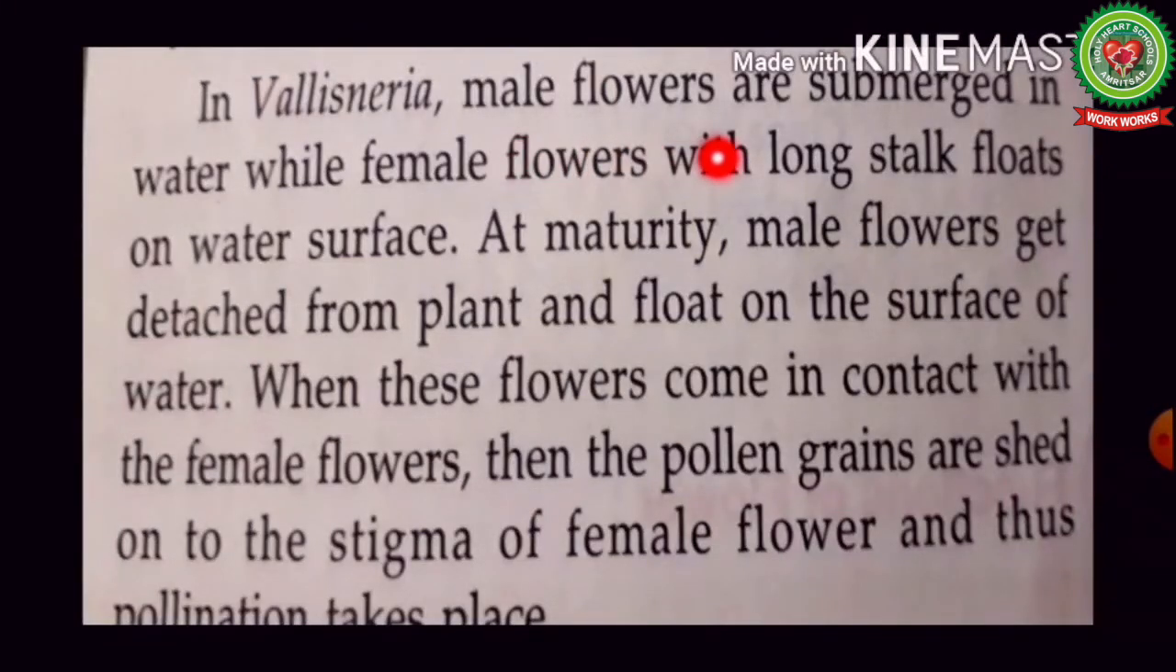In Vallisneria, male flowers are submerged in water, while female flowers with long stalk float on water surface. At maturity, male flowers get detached from plants. Detached means separate, and they float on the surface of water. When these flowers come in contact with female flowers, then the pollen grains are shed onto the stigma of female flower and thus pollination takes place.